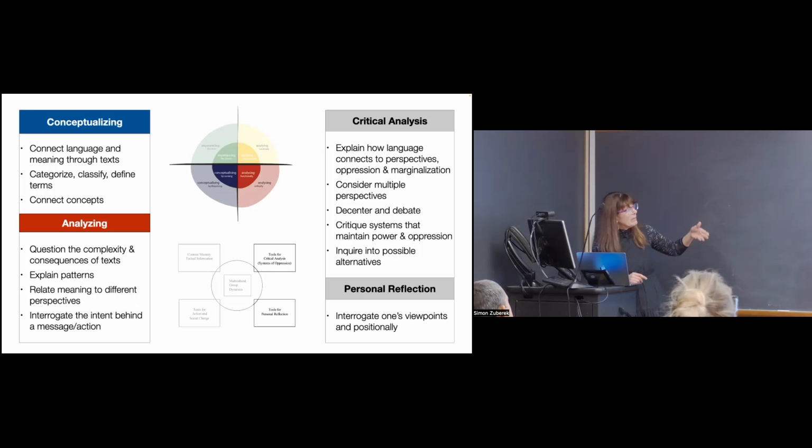So similarly, when we think about critical analysis and personal reflection, this is where students explain how language connects to perspectives, oppression, and marginalization. They look at multiple perspectives, including their own. They can decenter their own perspective while thinking about the way other people experience the world. They can critique systems of power and inquire into alternatives to these systems. And then with personal reflection, it's really about thinking how they situate themselves in relation to social justice content.